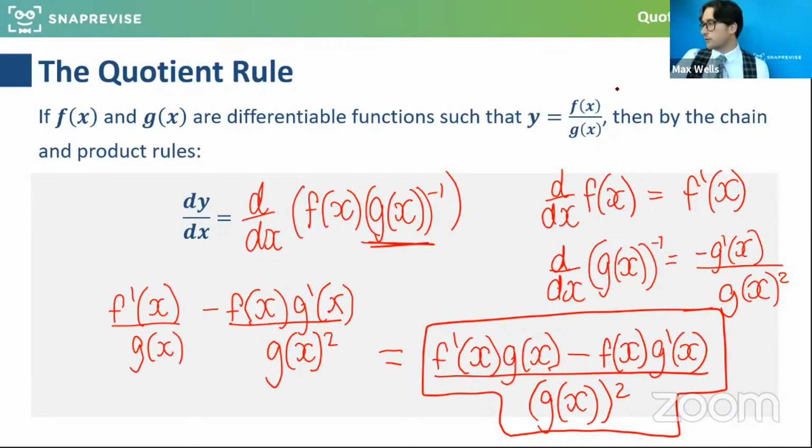Who is familiar with the quotient rule? Who has actually seen it before? Has anyone done it before? So for some people, this might be revision. For others, this might be brand new. Okay, lovely. Thank you for the questions and comments in the chat as well. That's brilliant. So some of you may have seen this. For others, this might be quite a new idea.